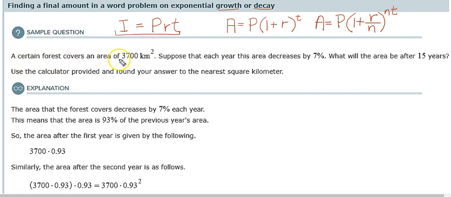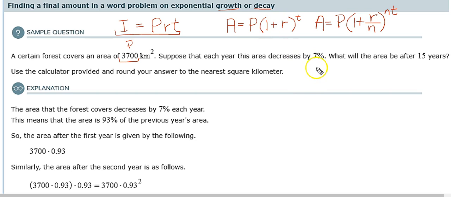A certain forest covers this much. So we know this is going to be our P here. Now suppose that each year this area is decreased by 7%. What will be the area after 15 years? You're going to use a calculator, that's up over on the top there, and round your answer to the nearest square kilometer. Now, let's look at what's going to be inside the parenthesis here.